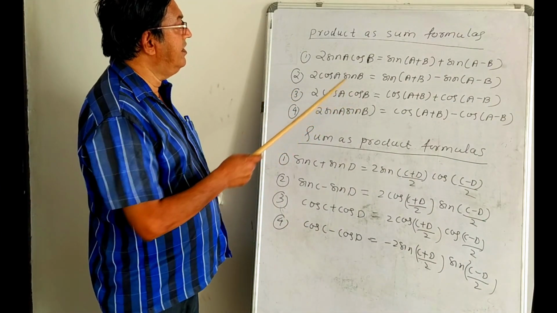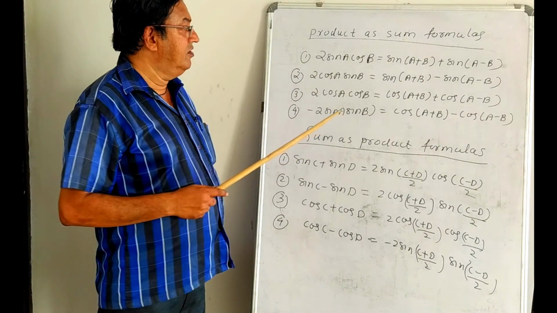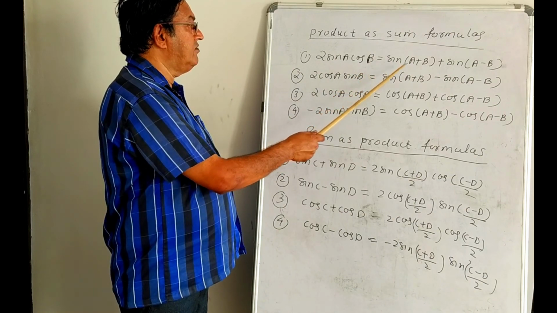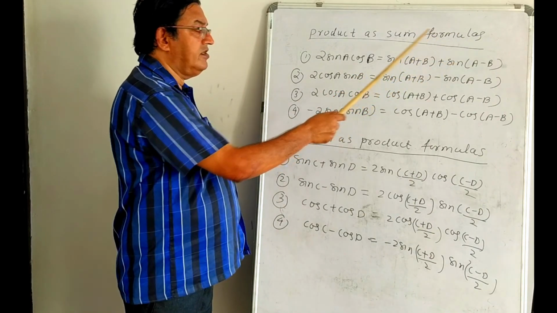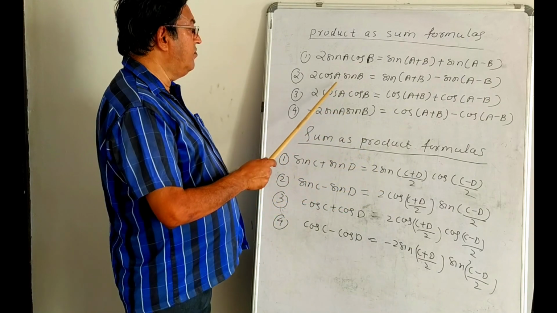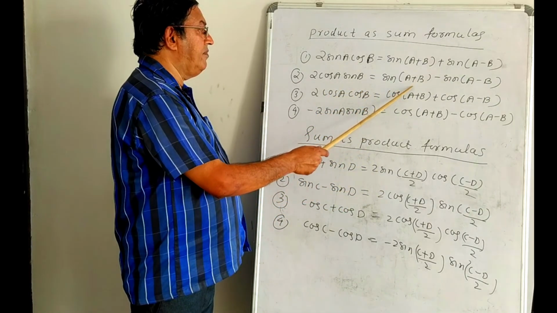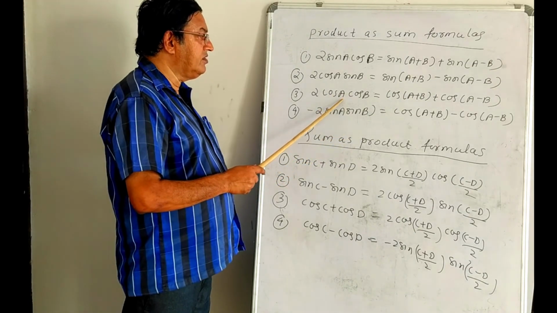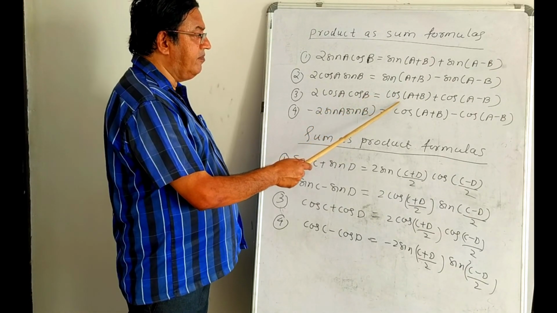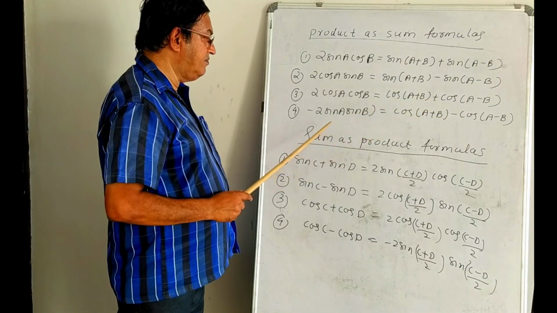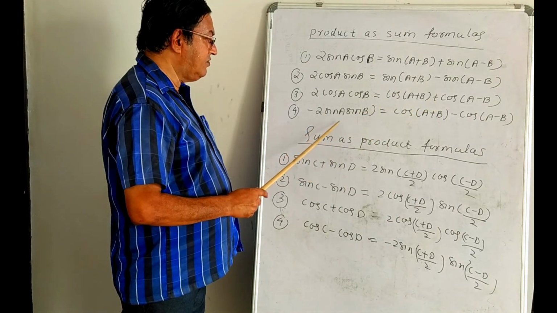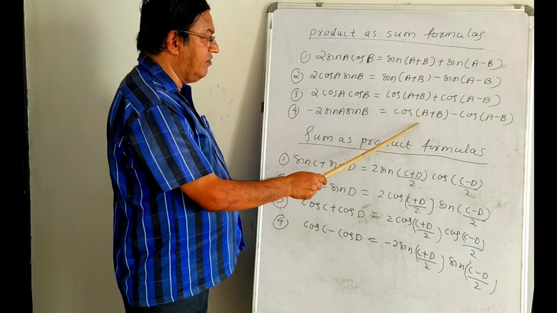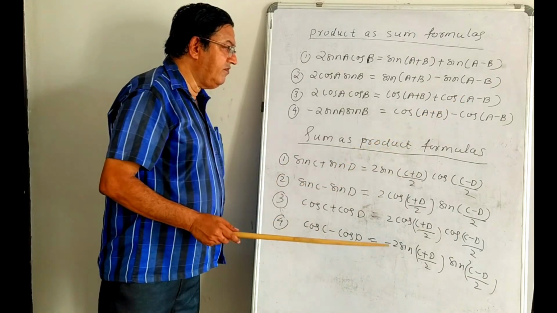First we will see product as sum formulas. So product as sum formulas, first one is 2 sin A cos B equals sin of A plus B plus sin of A minus B. 2 cos A sin B is sin of A plus B minus sin of A minus B. Third one is 2 cos A cos B is cos of A plus B plus cos of A minus B. The last one, minus 2 sin A sin B is cos of A plus B minus cos of A minus B.